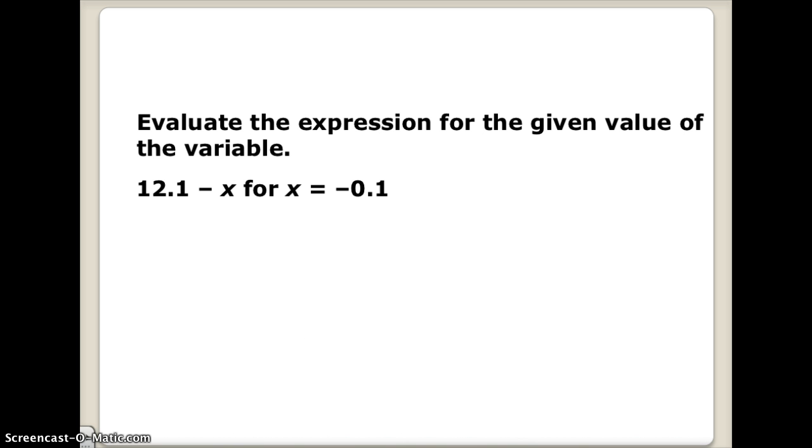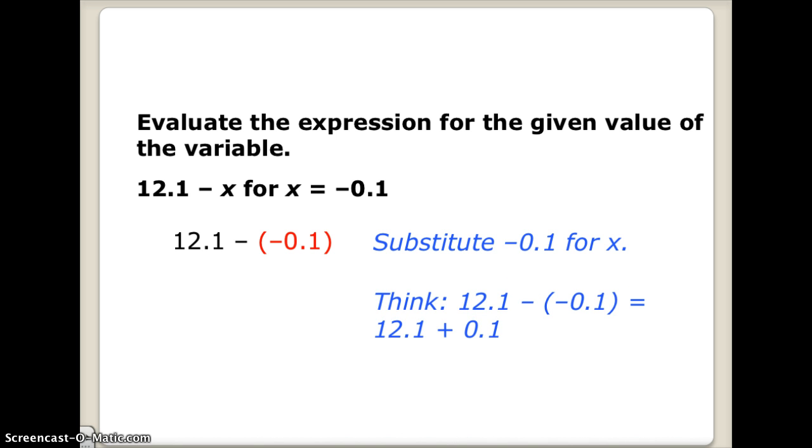We can do the same with decimals. Evaluate 12.1 minus x for x equals -0.1. Replace x with -0.1. Remember that subtracting an integer is the same as adding its opposite, so we turn this into 12.1 plus 0.1 and get 12.2.